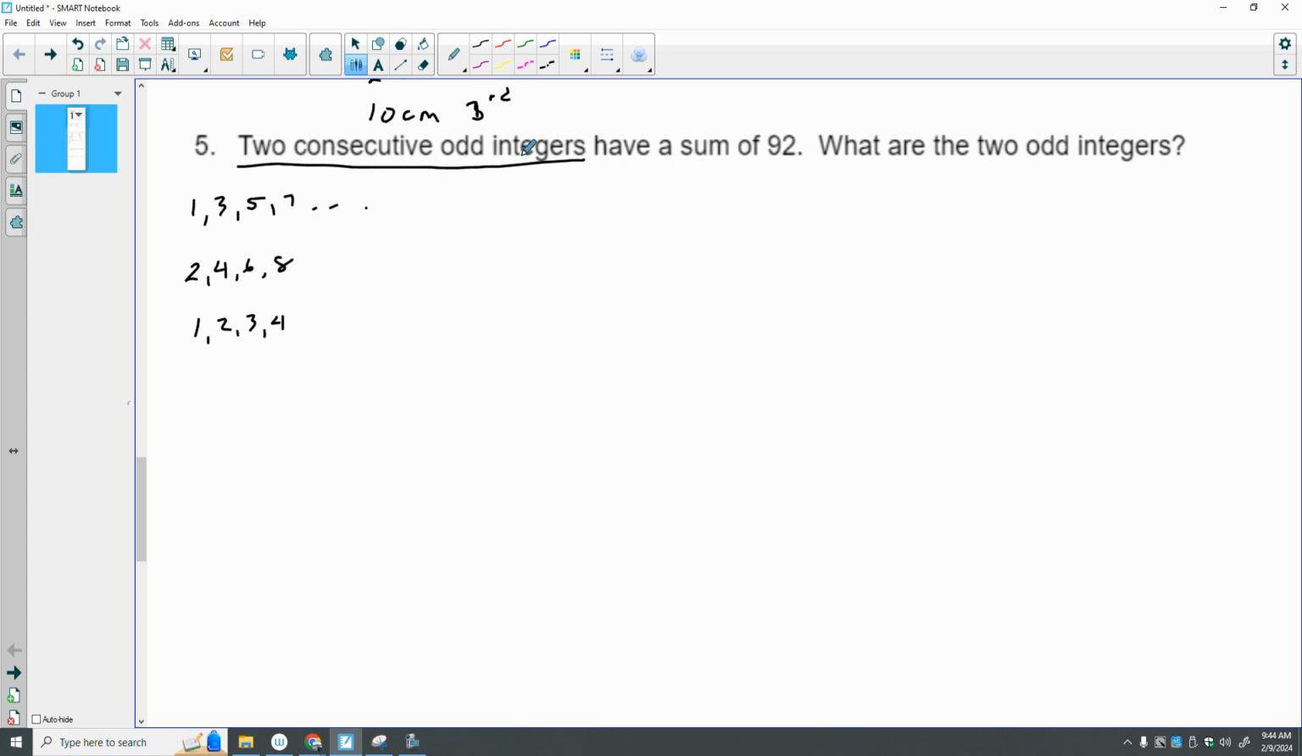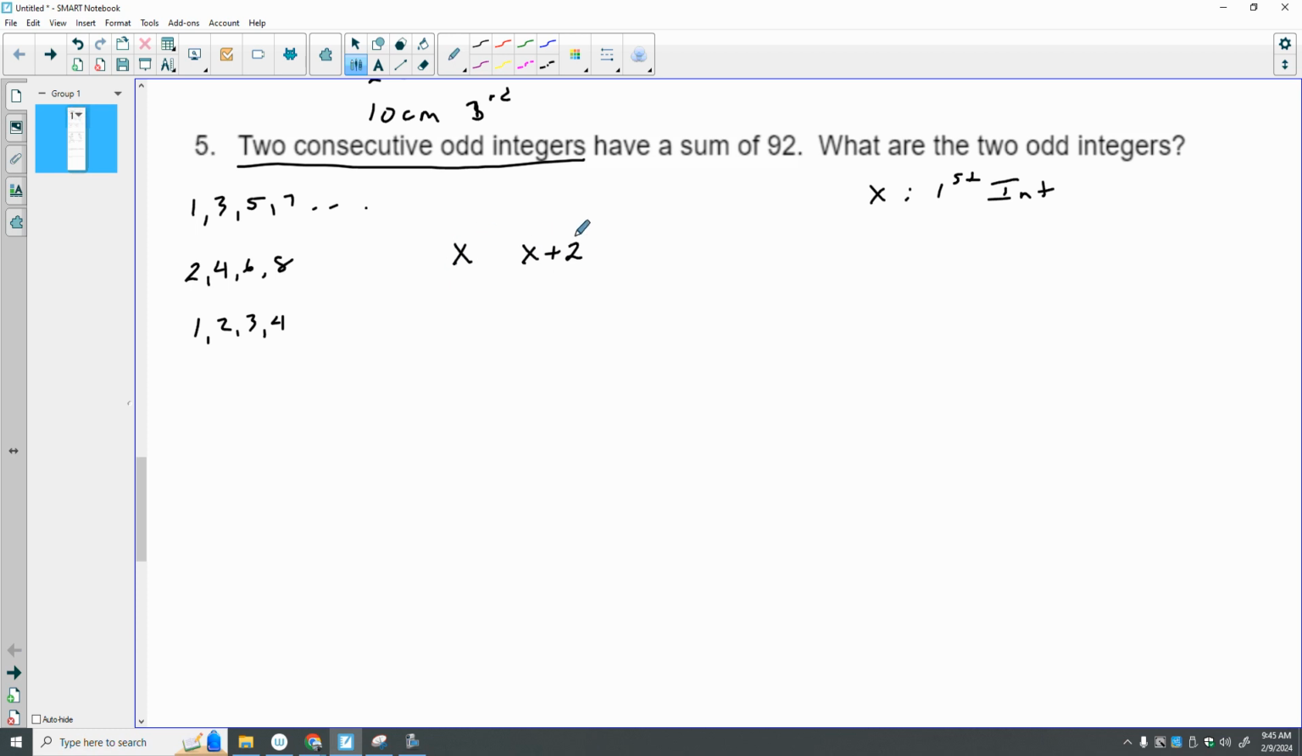2 consecutive odd integers. So if I call x my first integer, what is the next? So if I'm calling x my first one, what's my second one? What is the relationship between every one of these numbers? From 3 to 5, from 5 to 7, from 7 to 9. Well, it's 2 more. So my second integer is 2 more than the first. Or if you called x the second integer, then the first one would be 2 less than the second. Okay, so there's my first integer.